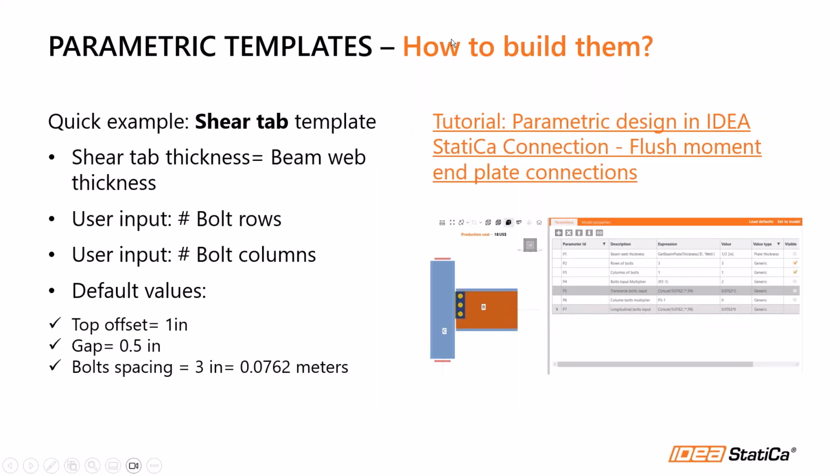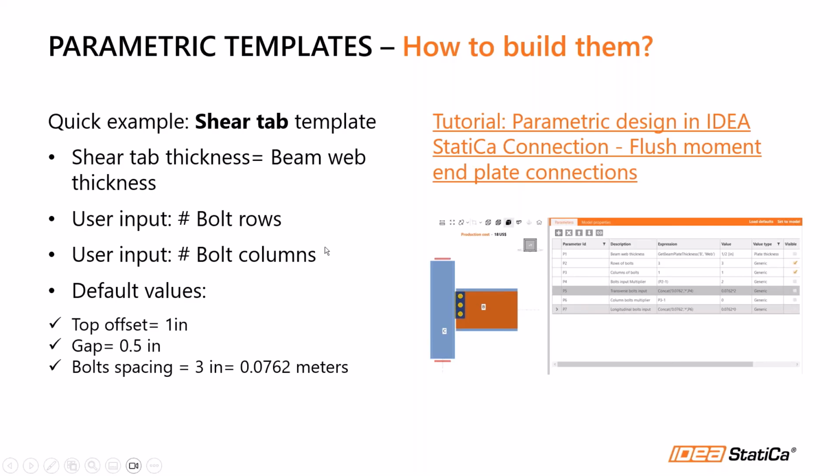So how to build them, how to relate these parameters to the operations. Here we have a template. This is like a more advanced template, but today I'll do a quick example. I'll do a shear tab template. This is very simple. So the shear tab thickness will be equal to the beam web thickness, right?